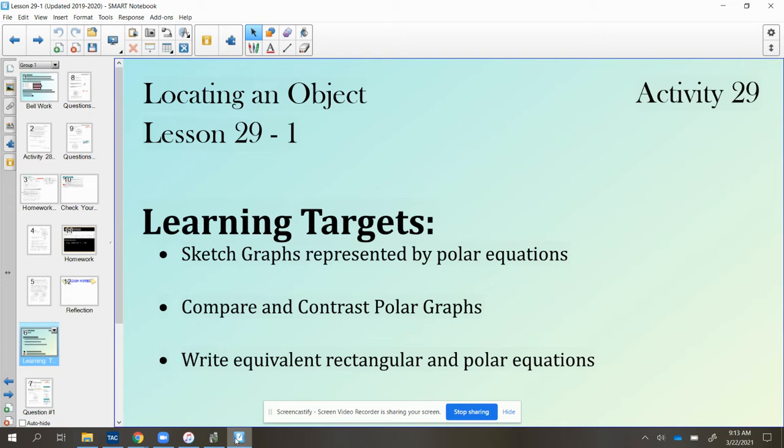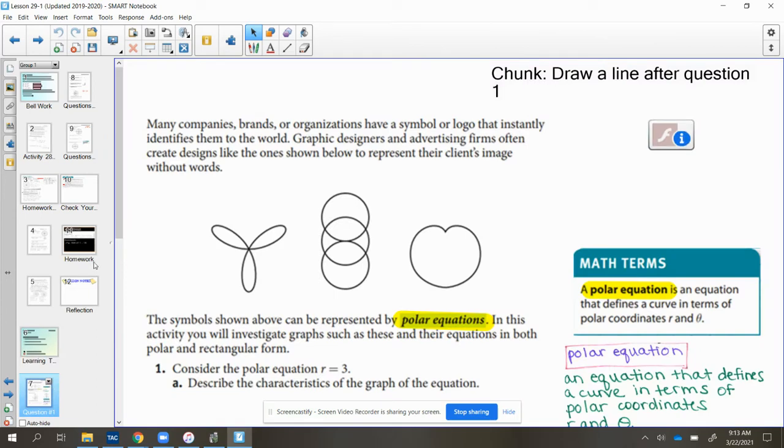Today we are going to be talking all about polar graphs, comparing and contrasting polar graphs with the rectangular equations. Polar graphs have a bunch of different types of shapes, and these are some common ones that we will investigate as the activity goes on. But basically, a polar equation is in terms of r and theta.